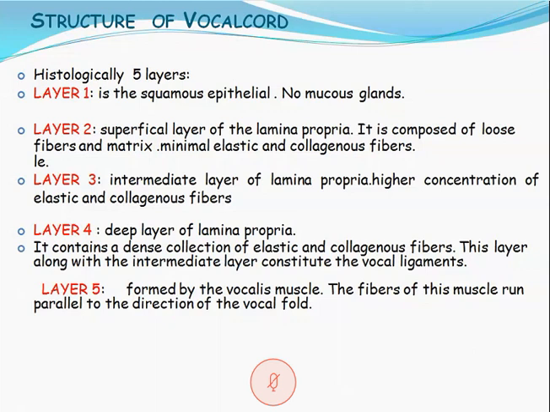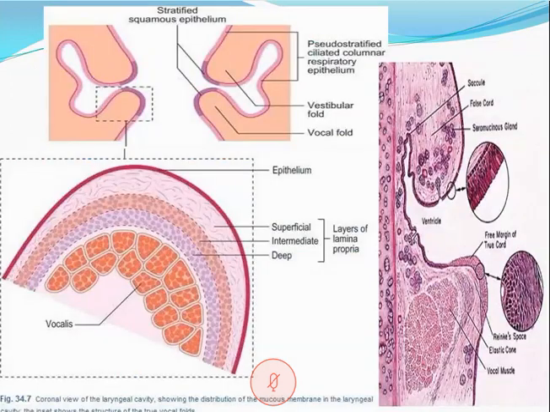Layer 5 is formed by the vocalis muscle. The fibers of this thick muscle run parallel to the direction of the vocal cord. This is the structure you are seeing, the vocal cord.